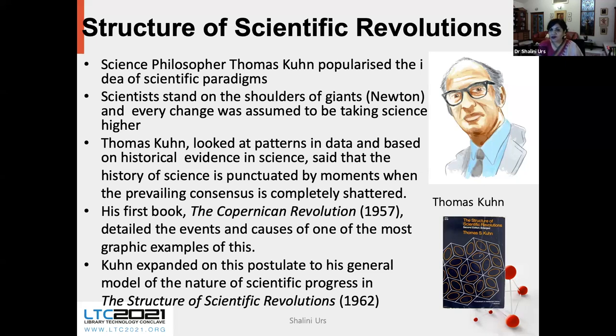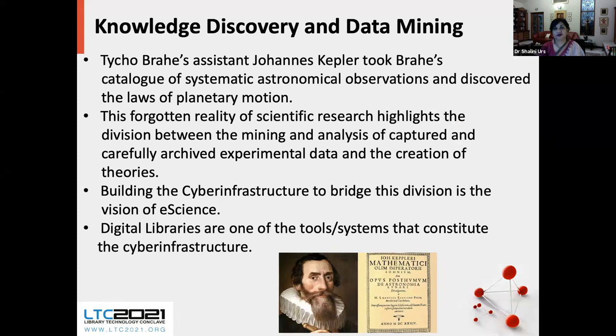So Thomas Kuhn wrote the book The Copernican Revolution in 1957, wherein he was laying the ground for the second book, The Structure of Scientific Revolutions, which was published in 1962, which continues to be a classic, because we are still seeing the effect of this, as we observe how paradigm changes or paradigmatic shifts happen.